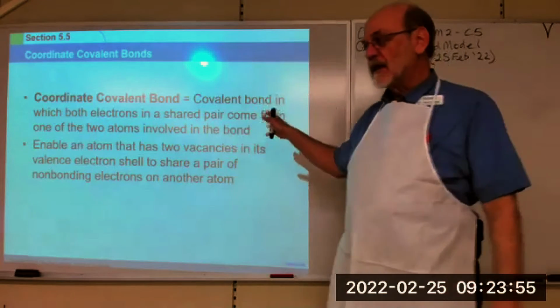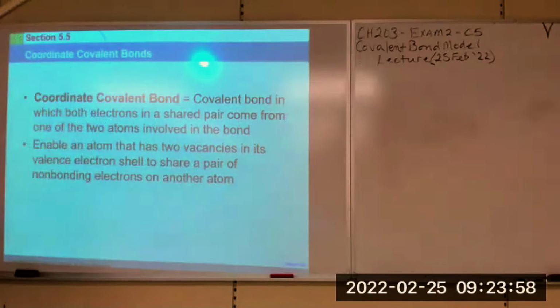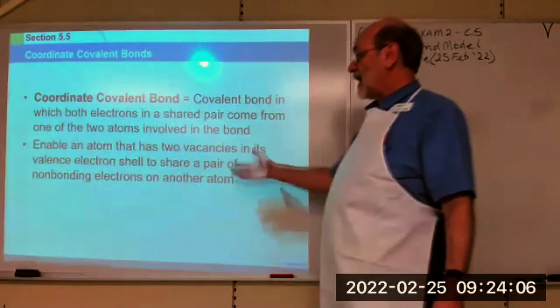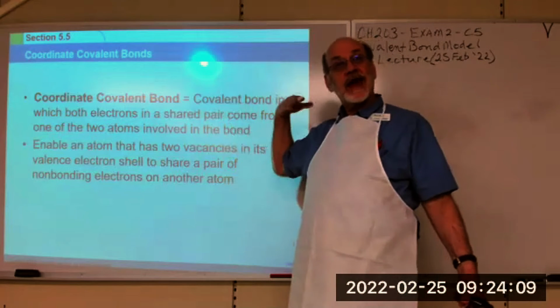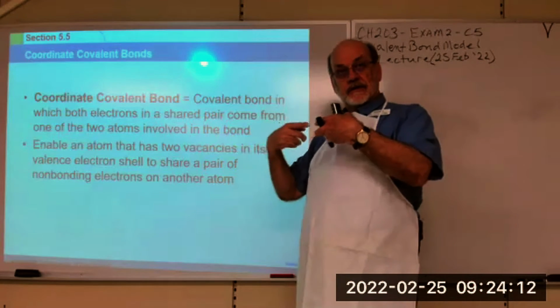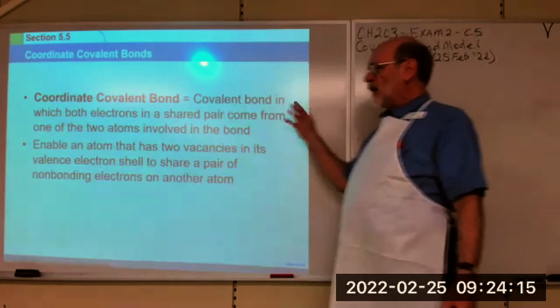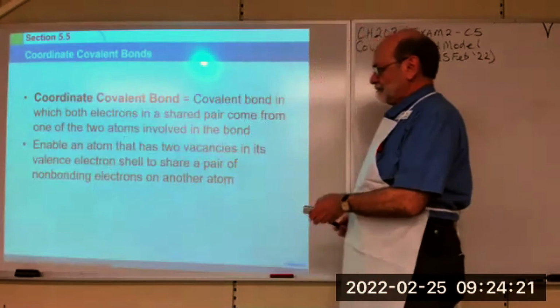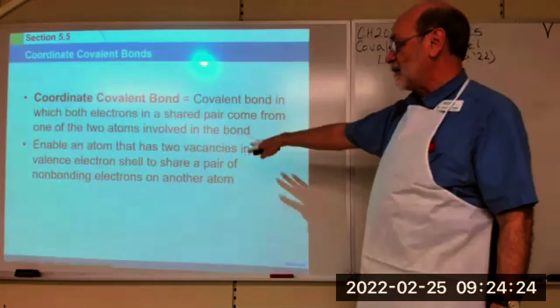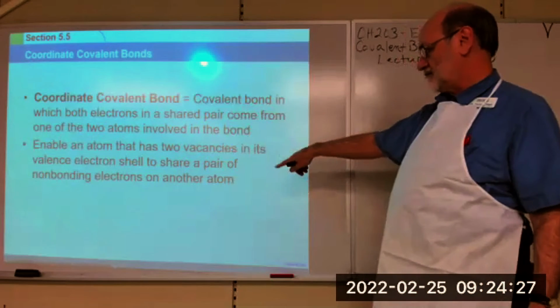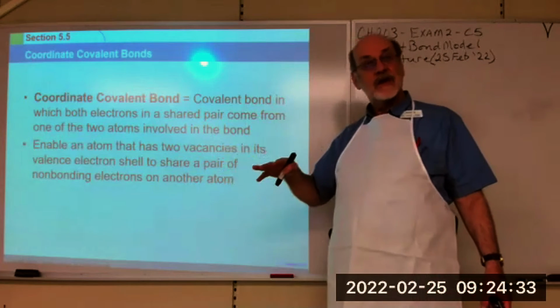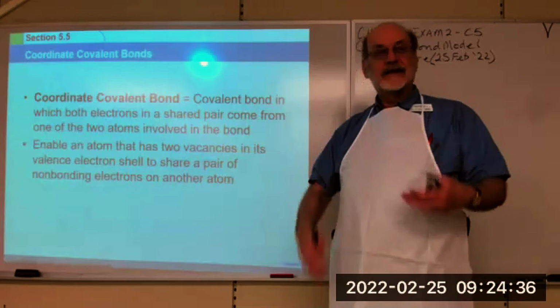Now, the thing about that is, after the bond forms, after the molecule is formed, it looks like any other bond. You don't know that it has formed from 2 electrons from one atom rather than sharing the 2 to begin with. So the only way to tell that it's a coordinate covalent bond is to know how the reaction occurred. But it does enable an atom that has 2 vacancies in its valence electron shell to share a pair of non-bonding electrons from another atom and complete its shell with a bond.